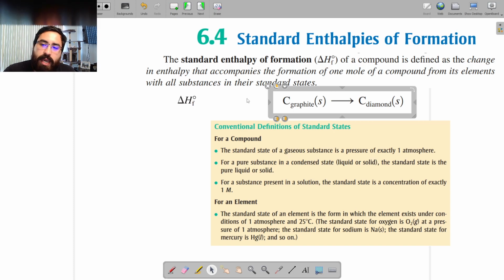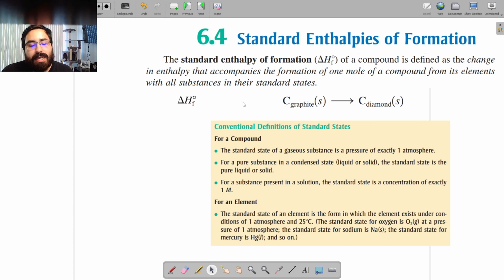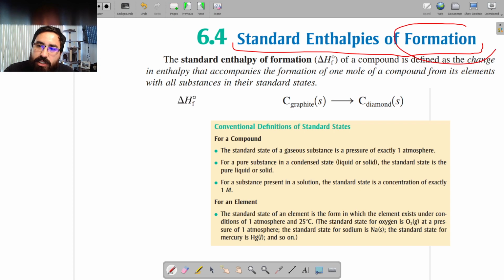But another way is by taking a compound and breaking it apart into its elements and seeing the energy of all of those small portions add up to your final product. And that's what this standard enthalpy of formation means. It's the formation of the compound.